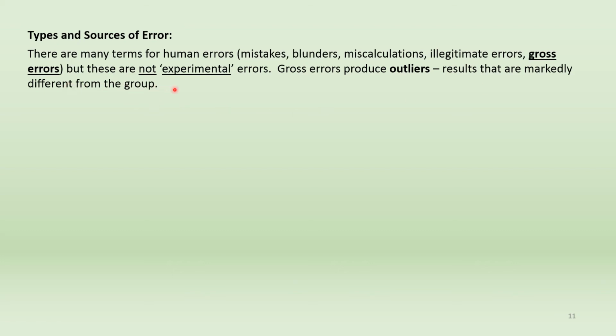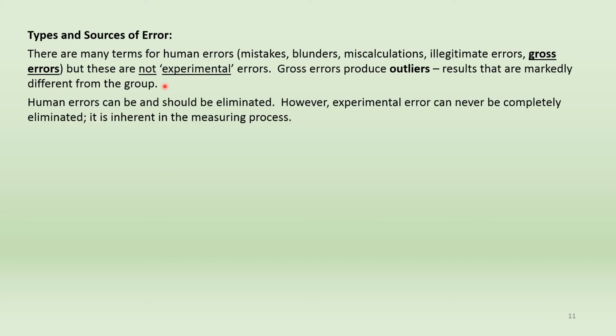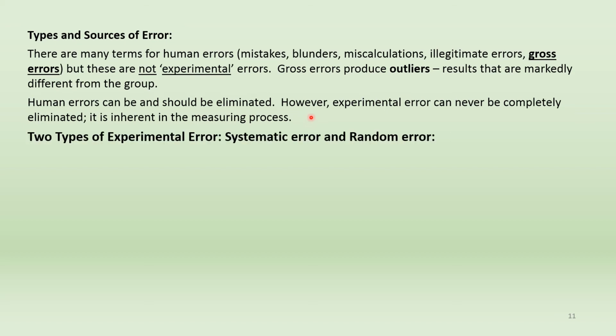But these are not experimental errors. In fact, gross errors produce outliers. Outliers are results that are so different from the group that we discard them and don't use them in our calculations. Human errors can be and should be eliminated, but experimental error can never be completely eliminated. It is inherent in the measuring process.